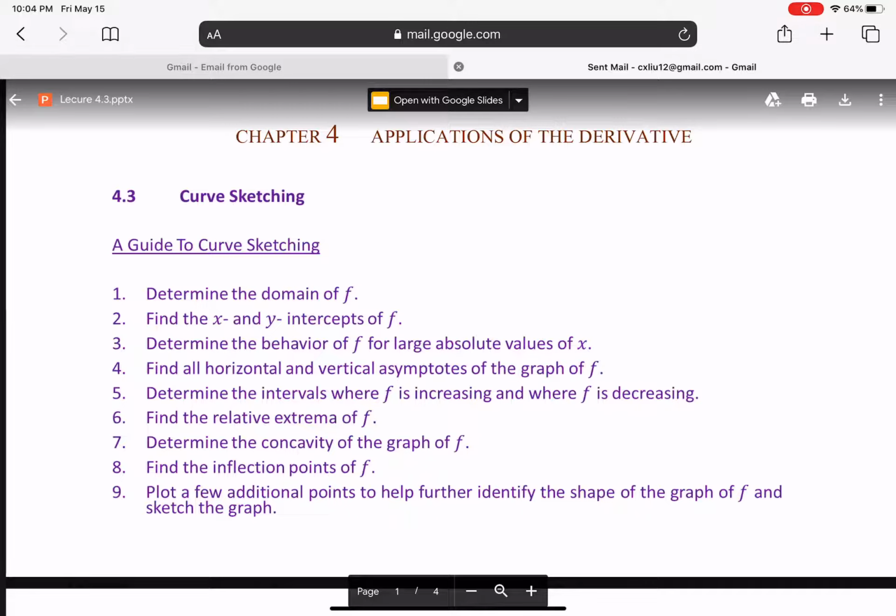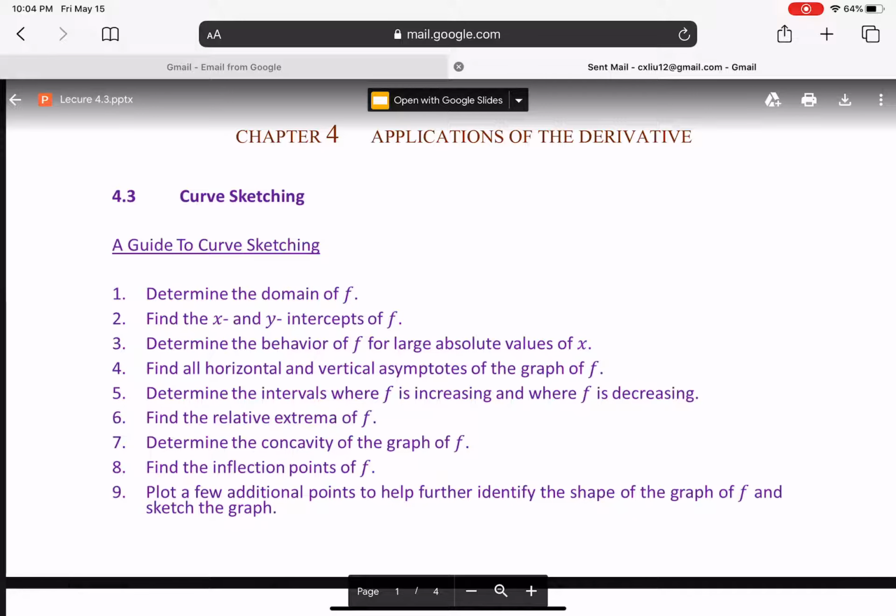So we can combine all this information to try to sketch the graph, but we also need some other information and some other techniques, including limits, to complete the whole graph. Typically, a guide to curve sketching includes the following 9 steps. Step 1, determine the domain of f. That's always the first thing to do.